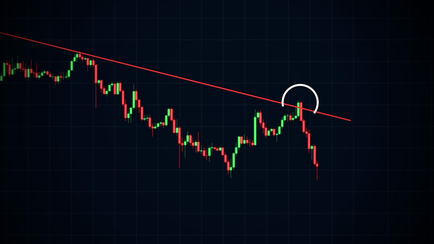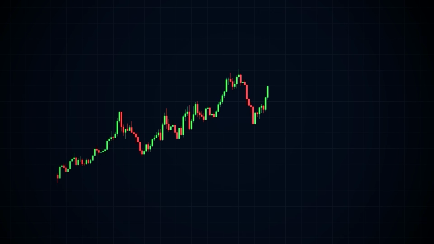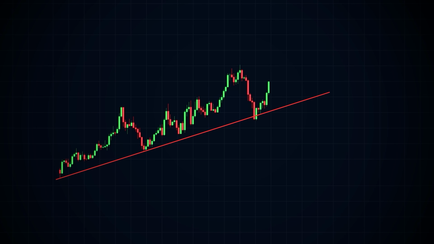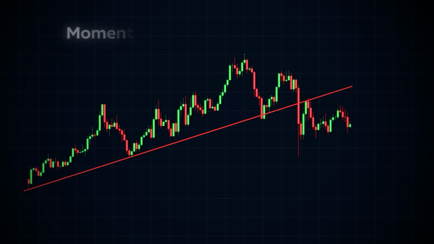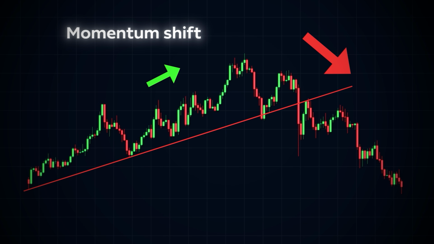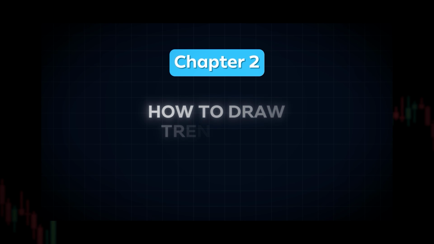They help highlight areas where price may react, zones you might overlook without the trend line in place. They can also help us identify potential changes in trend. When price breaks through a trend line, it may signal a shift from a bullish market to a bearish one, or vice versa. So how do we draw trend lines that work?